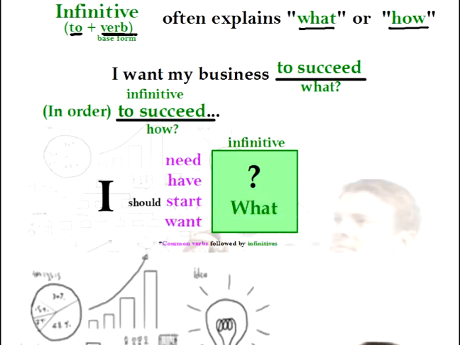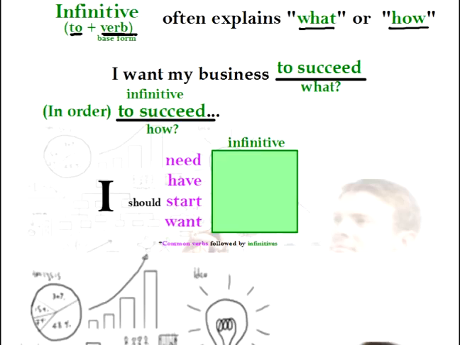I need what? Or I have what? Or I should start what? Or I want what? So these verbs, for example, need and have and start and want, are commonly followed by the infinitive because I need to know what. What do I need? What do I have? What do I start? And what do I want? And so I'm going to use the infinitive.